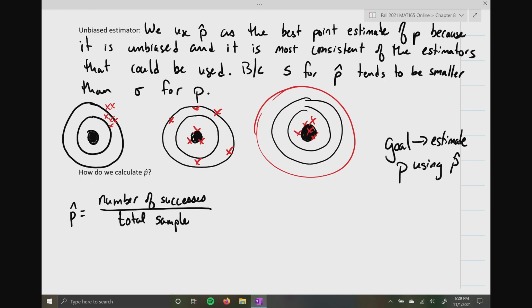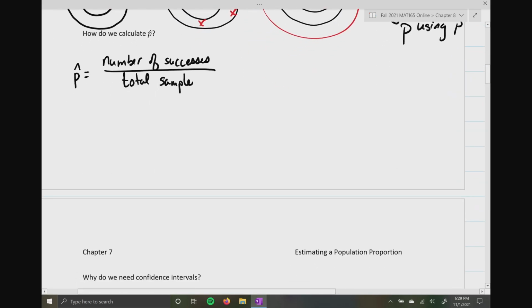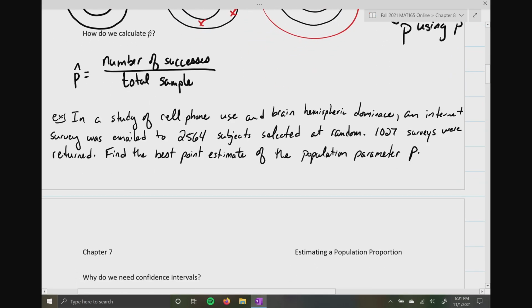So what I'm going to do here is write out a little example. It's going to be really simple, and we'll calculate P hat. It'll take us 2 seconds, to be honest with you. So let me write out the example first. All right, so I am back, and here's our example. In a study of cell phone use and brain hemispheric dominance, an internet survey was emailed to 2,564 patients selected at random.